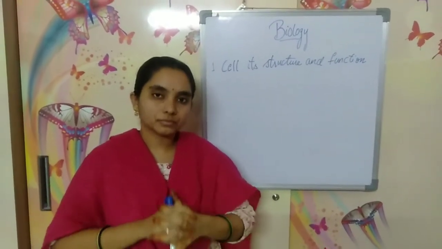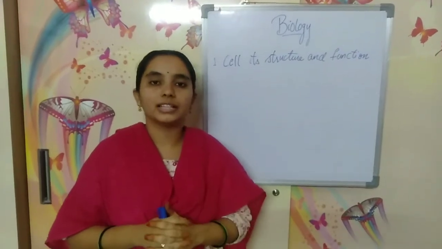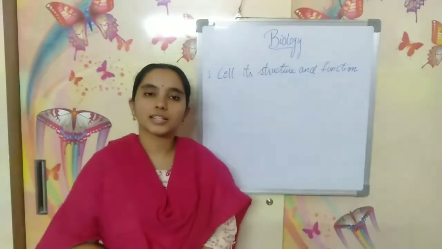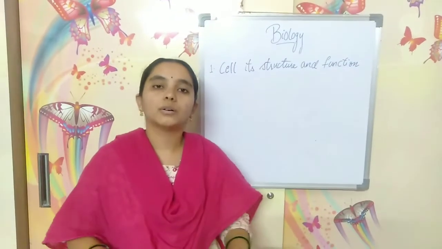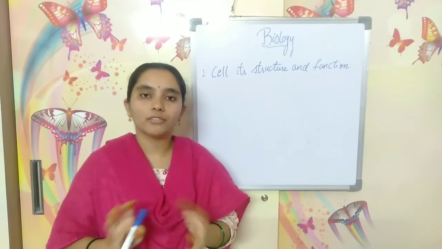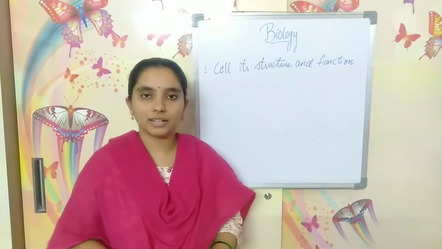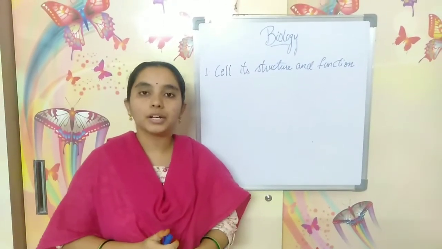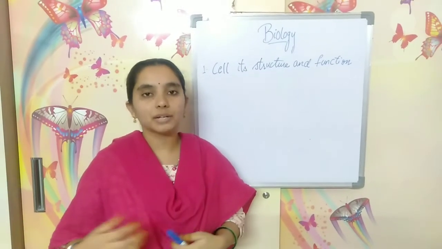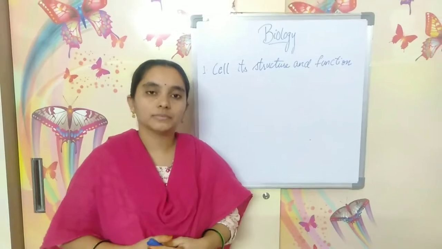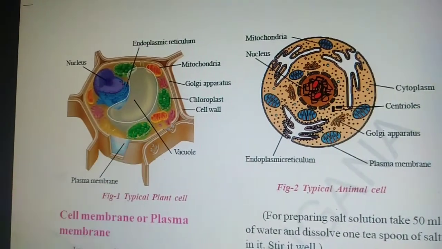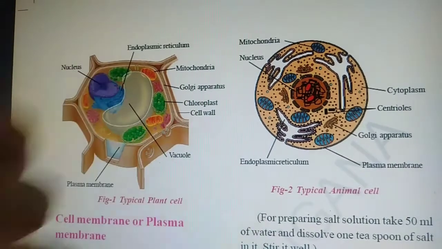Okay, so to start with the lesson, you know what a cell is. Cell is a basic structural and functional unit of life, and cells are of two different kinds. One is plant cell, the other is animal cell, and you also know the difference between unicellular organisms and multicellular organisms. So you know the common differences between plant cell and animal cell.